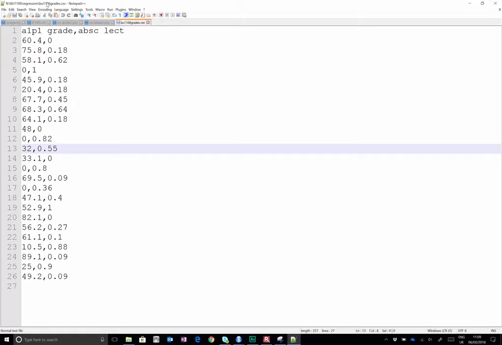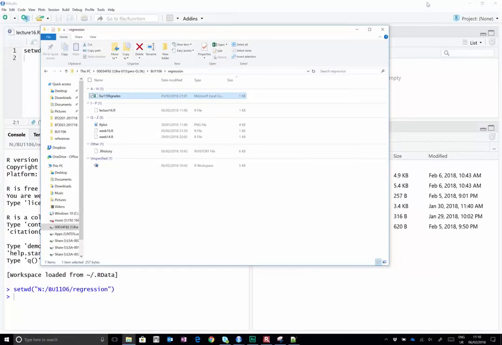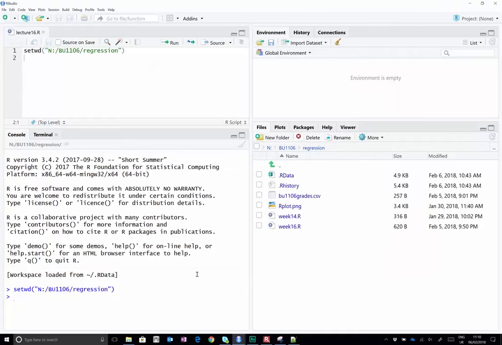Okay. Those CSV files are quite popular in computer science because they're easy to read with all sorts of programs. They're much more popular for these kinds of applications than an Excel spreadsheet, because there are new versions of Excel all the time, and the way they save the files changes every now and then. Whereas this is so simple and straightforward, we can always deal with these files. Okay, so I want to read this file, bu1106 grades.csv.